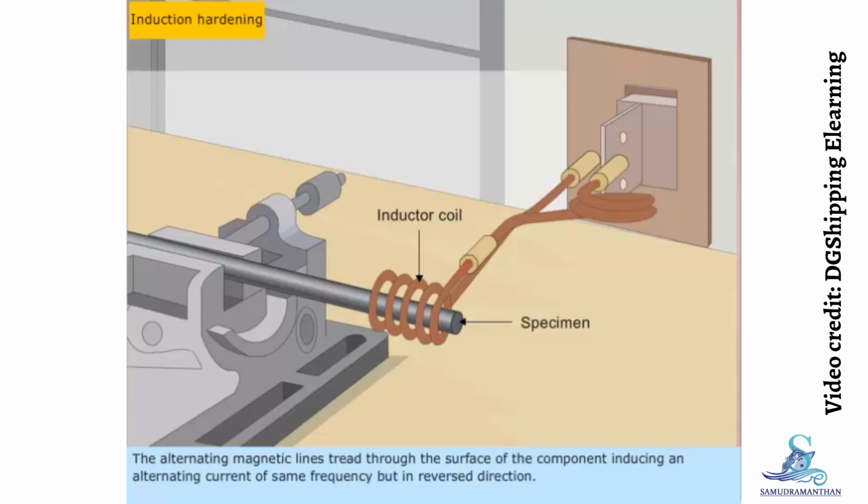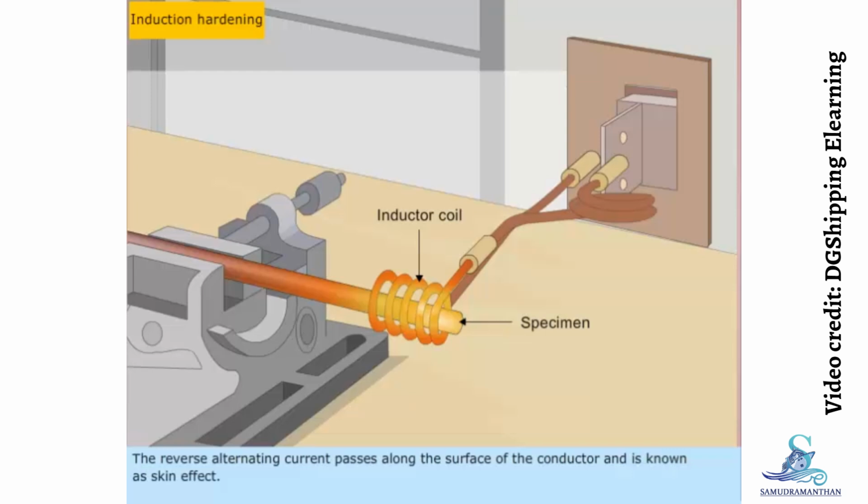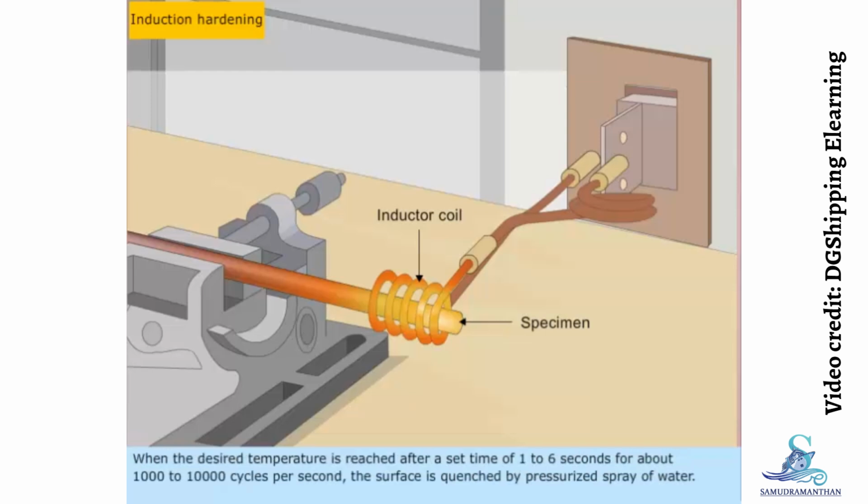The alternating magnetic lines thread through the surface of the component, inducing an alternating current of the same frequency but in reverse direction. The reverse alternating current passes along the surface of the conductor and is known as skin effect. When the desired temperature is reached, after a set time of 1 to 6 seconds for about 1,000 to 10,000 cycles per second, the surface is quenched by a pressurized spray of water.